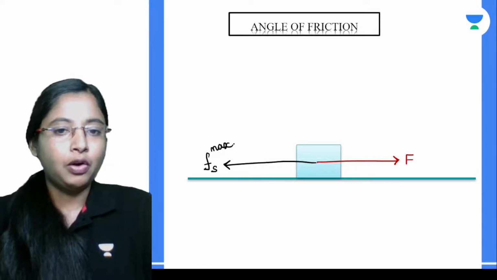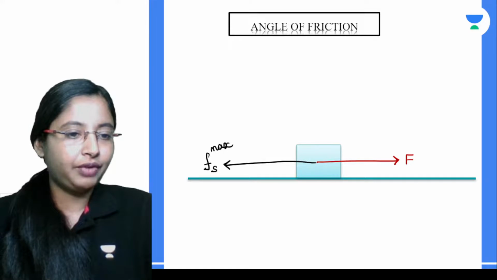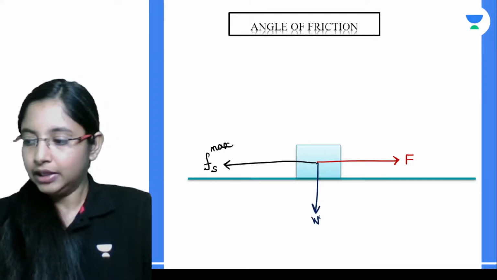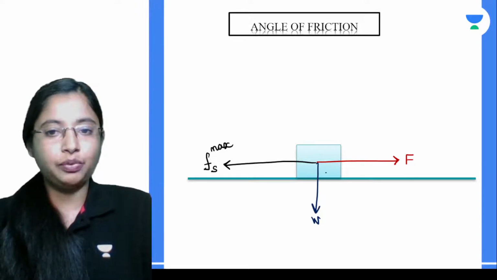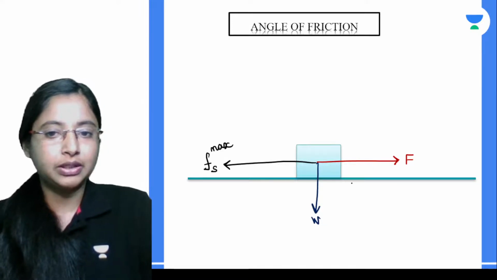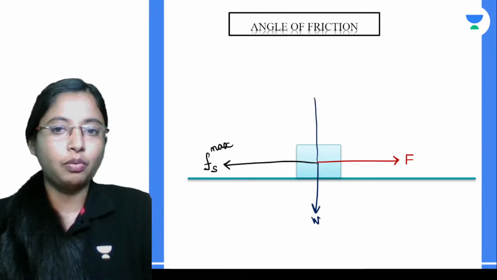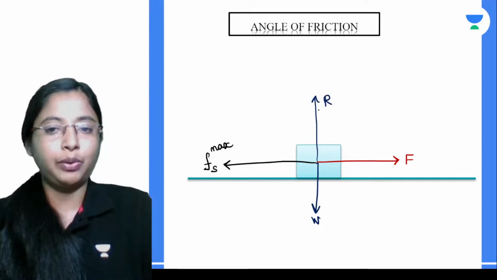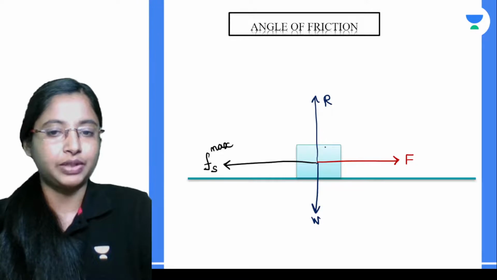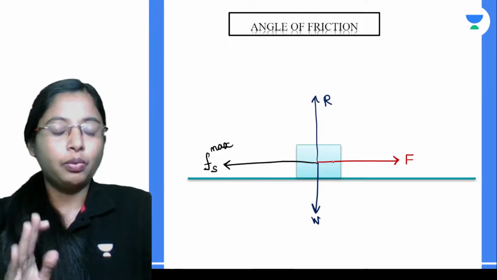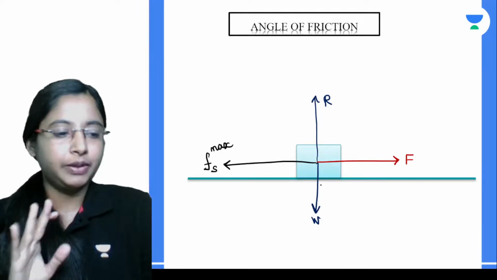Now obviously in this case, the weight of the object acts downwards, right? And these two objects are in contact, the block and the surface it is kept on. Because they are in contact, there would be a normal reaction force from this particular surface as well, right? So these are the various forces acting on this particular object. We have applied a force and the object just begins to slide.